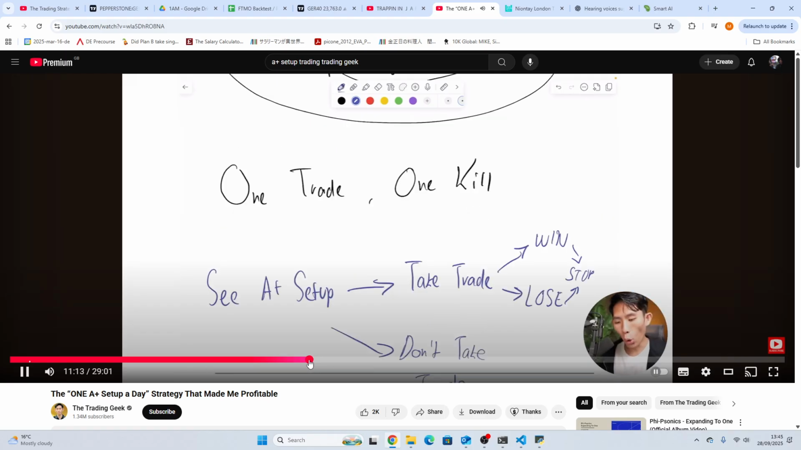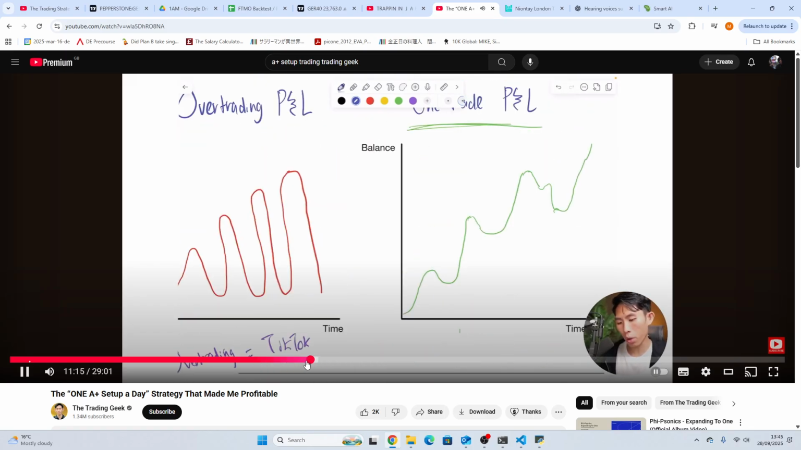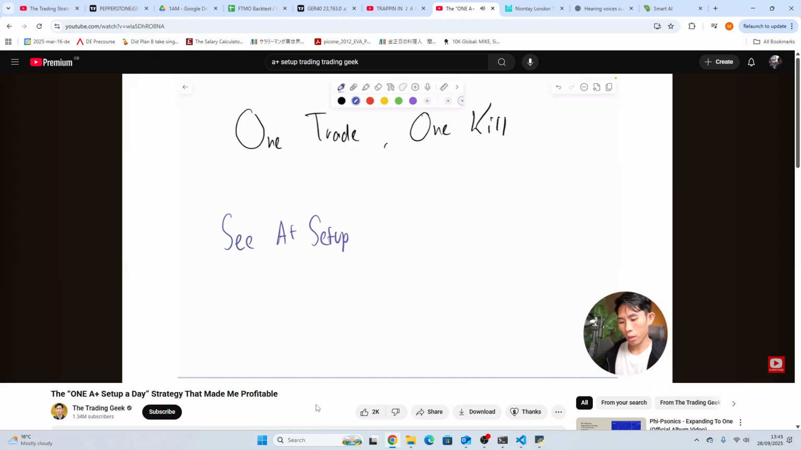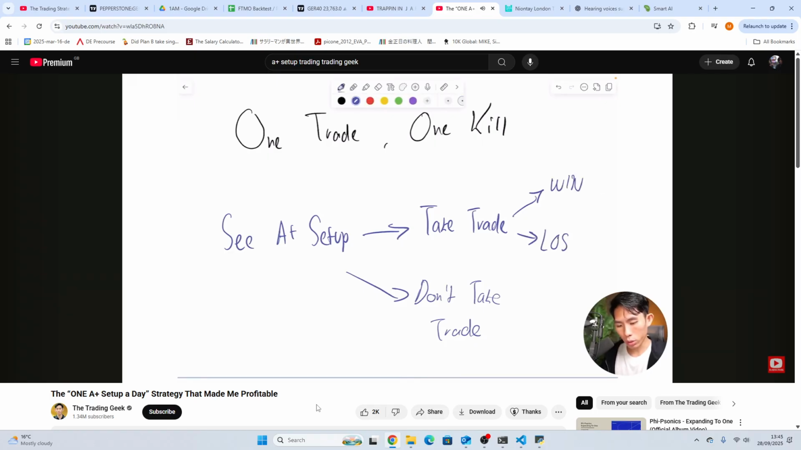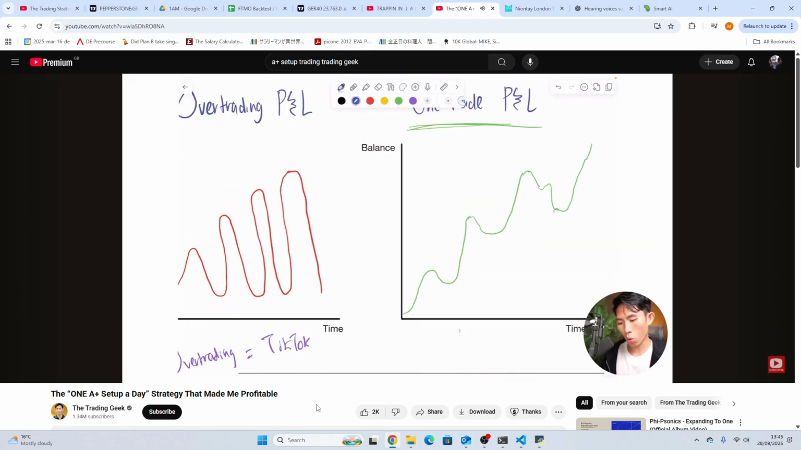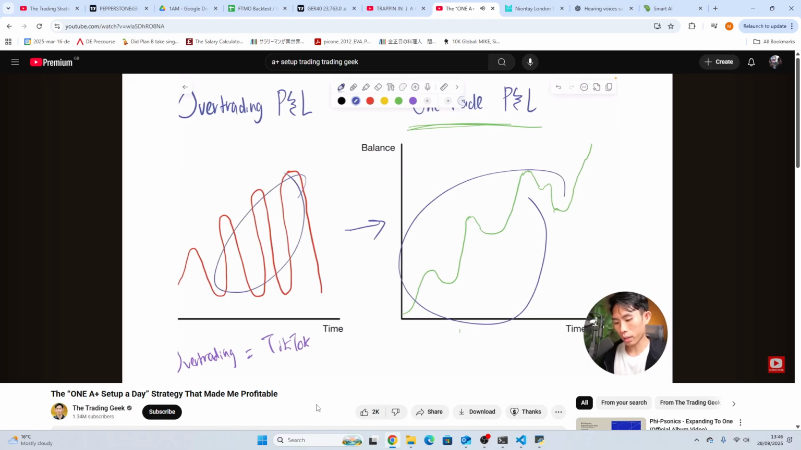Trading for the day. And over time, what's going to happen is that you realize that your equity high probability setup, then you want to take a trade, okay? If you don't see an A+ setup, then you do not take a trade, right? Remember, you only have one bullet a day. If you take a trade and you win, then cool, you stop trading for the day. If you lose, you stop trading for the day as well. So either way, you stop trading for the day. And over time, you realize that your equity curve will look like this, instead of the boom and bust cycle that you had previously.